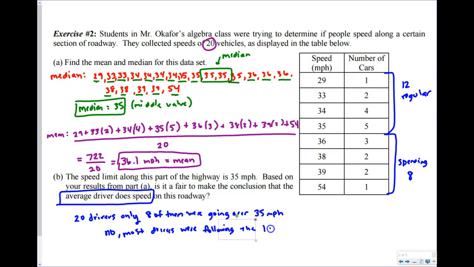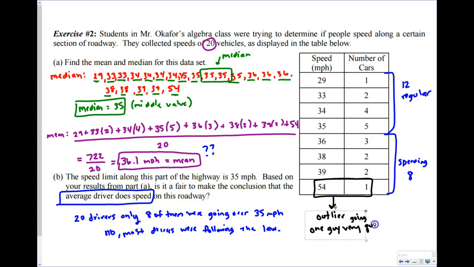So if this is true, then why do we have a mean that's greater than what most of the people are doing? Well, that's what we're going to talk about with this number right here. Do you see this 54 miles per hour? This 54 is called an outlier. Because do you see how 54 is such a larger number than all of the others? You've got this one guy who's going very quickly.